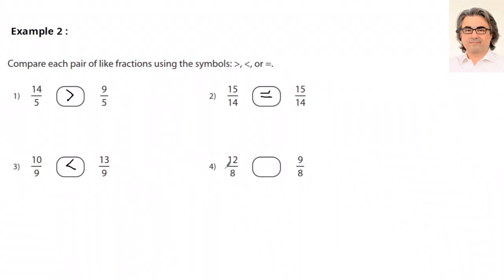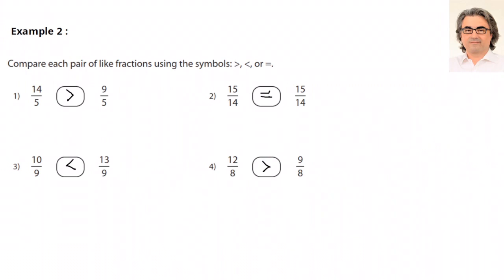What about the last question? And the last question, you see equal denominators. So we should compare the numerators of these fractions. Because 12 is greater than 9, 12 over 8 should be greater than 9 over 8. So I should write here greater than. Now let's continue with the next page.